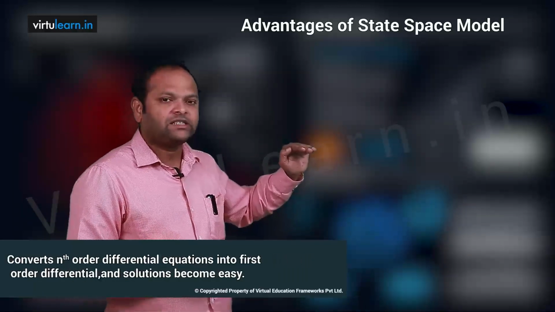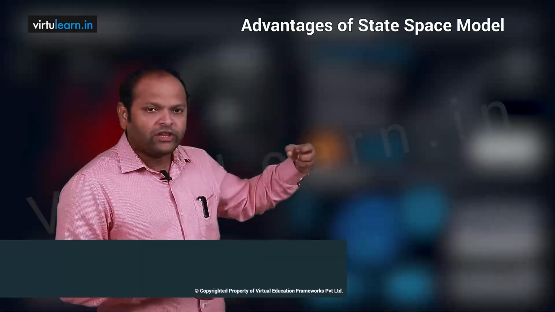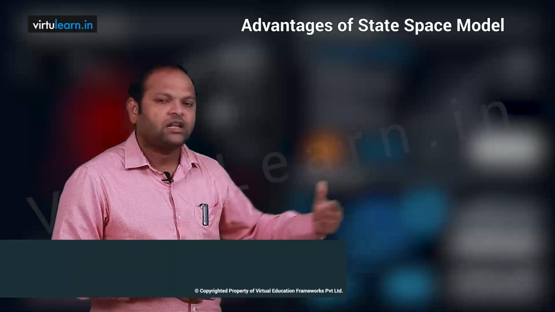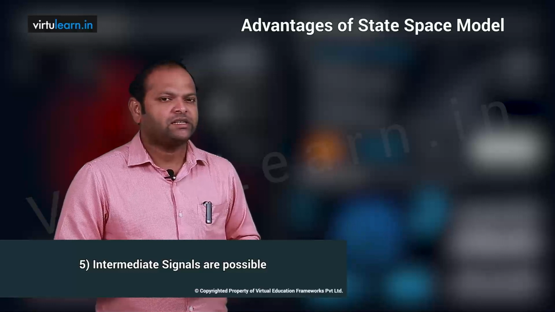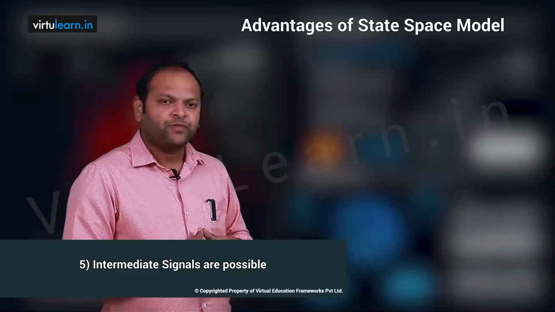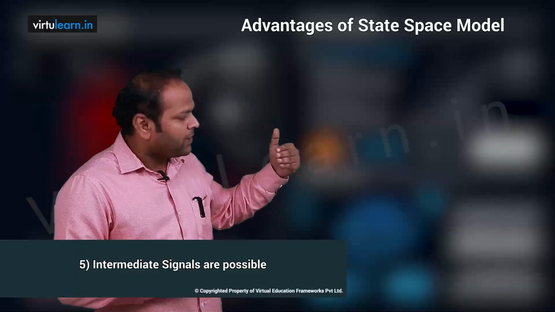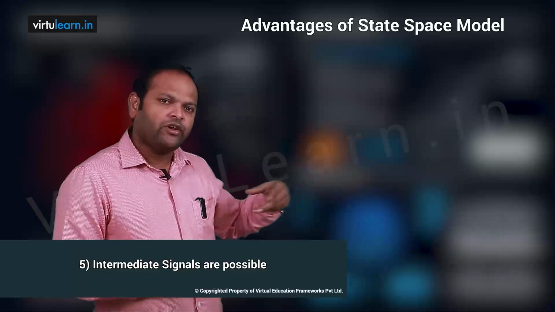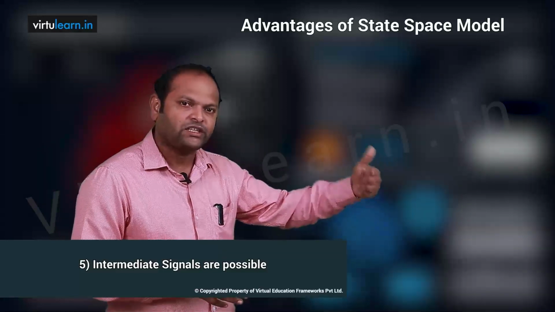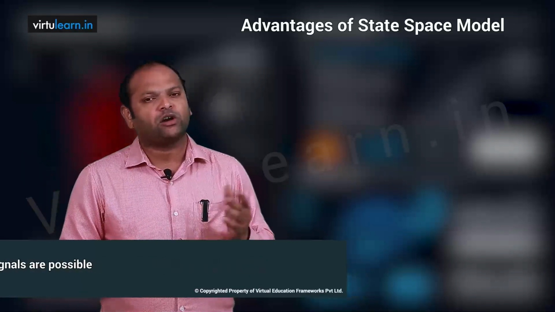Then the next advantage: in state space, along with the information of input and output, we can also obtain the information of the intermediate signals. The intermediate signals are the states of the system. For example, take an RLC system, where the input is the supply voltage and the output is the capacitor voltage. The transfer function gives the relation between the output capacitor voltage and the input supply voltage. In between, if you want to know the inductor current, it is not possible.